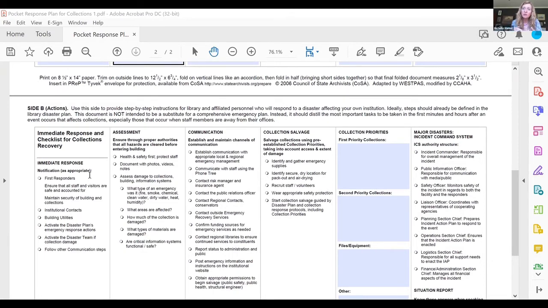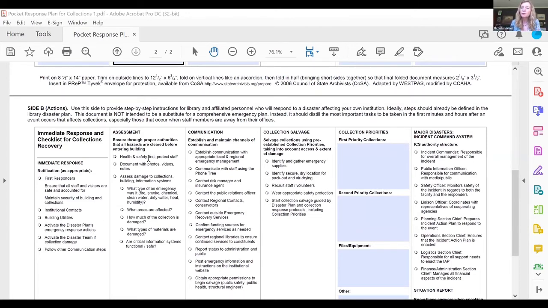So making sure that there can't be any harm to them. You've got to look at your institutional contacts and see who do I contact here. And of course, it will depend on what kind of an emergency or disaster there is. You've got to notify the relevant building people, and you've got to then activate the disaster plans and emergency response actions. So what do you actually physically do? And you've got to obviously get the disaster team working and follow the other communication steps.